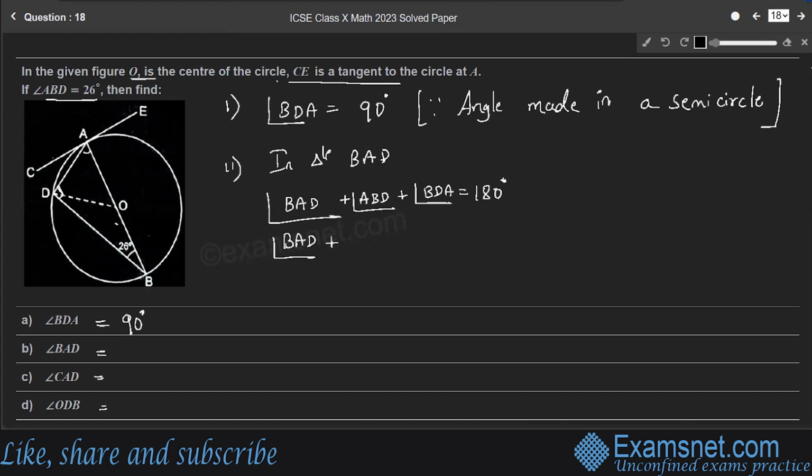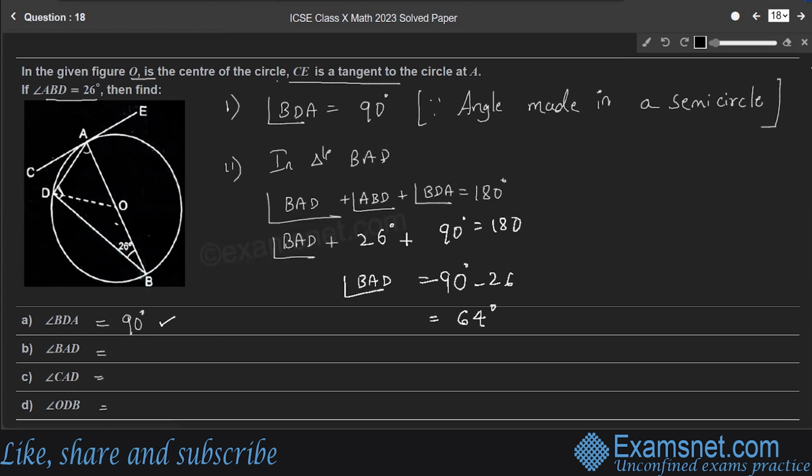BAD plus ABD. ABD is already given as 26 degrees. BDA, just now we have calculated as 90 degrees, is equal to 180 degrees. Therefore, angle BAD is 180 minus 90, which is 90, minus 26, which is 64 degrees. BAD is 64 degrees.